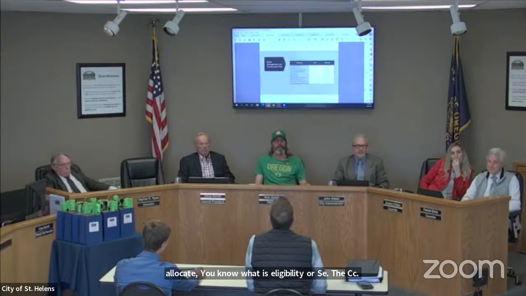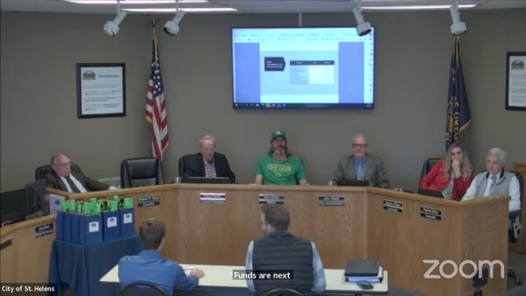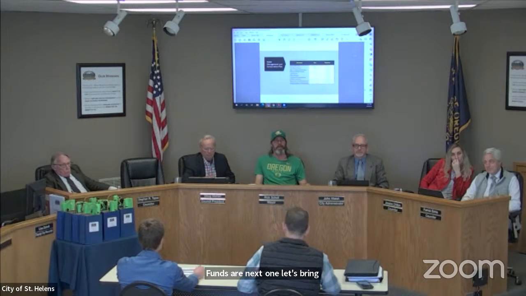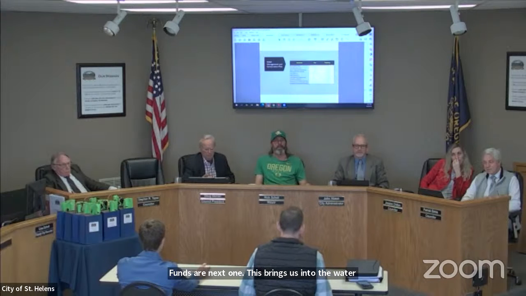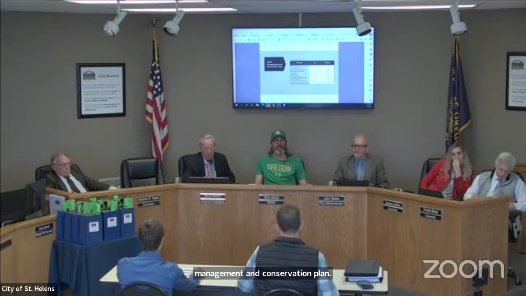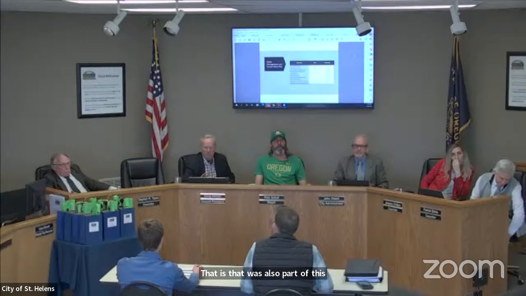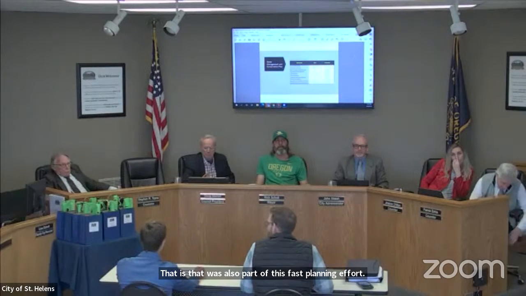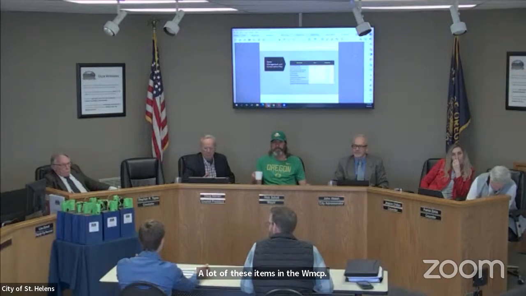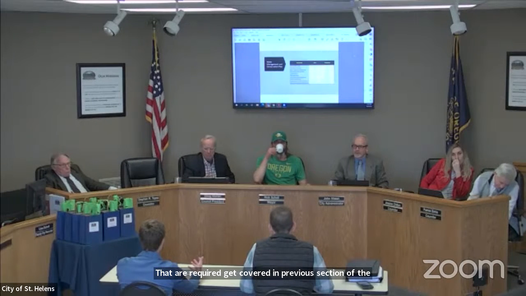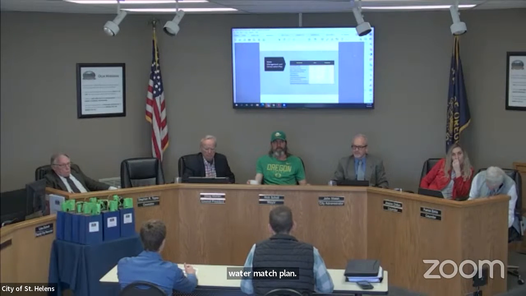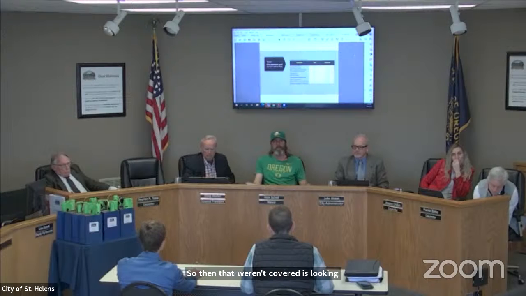Next one. This brings us into the water management and conservation plan, WMCP. That was also part of this master planning effort. So a lot of these items in the WMCP that are required get covered in previous sections of the water master plan. The sections that weren't covered is looking at 5-year conservation benchmarks.